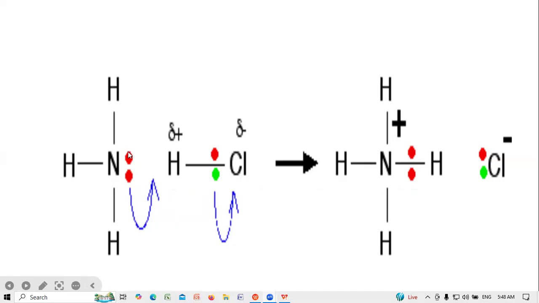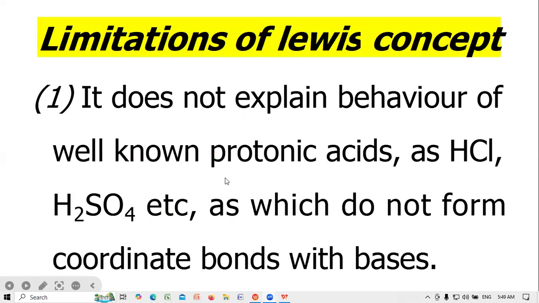Ammonia has a lone pair of electrons. It donates the electrons to the hydrochloric acid. So ammonia is the electron donor. That's why it is the base, and the hydrochloric acid is accepting the lone pair of electrons. So hydrochloric acid is the electron acceptor. That's why it's the acid.